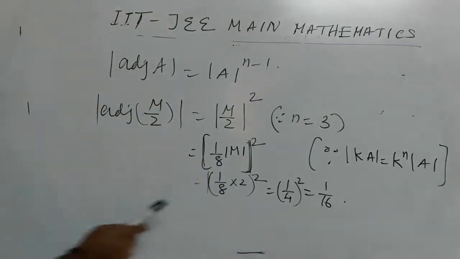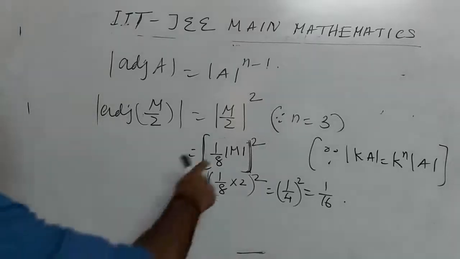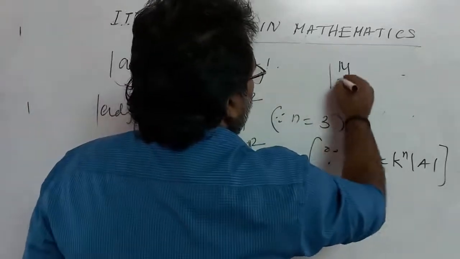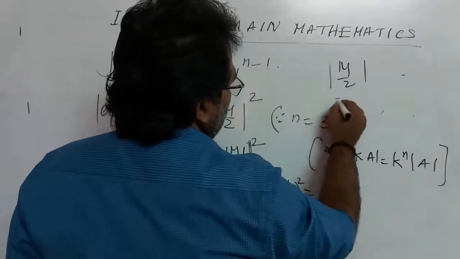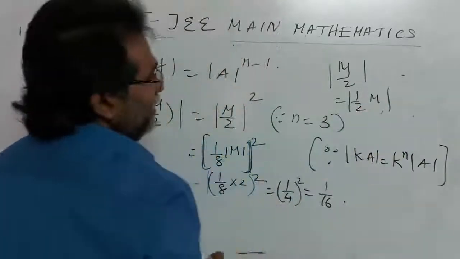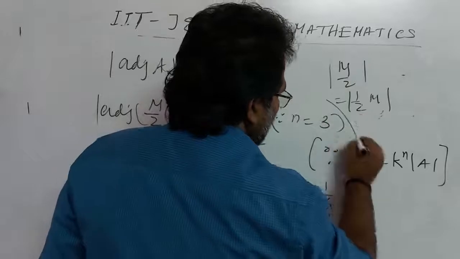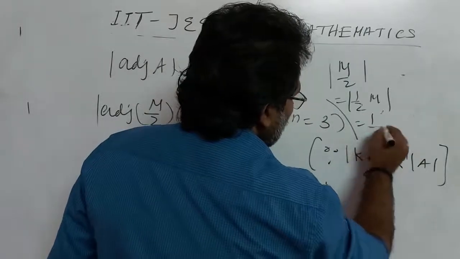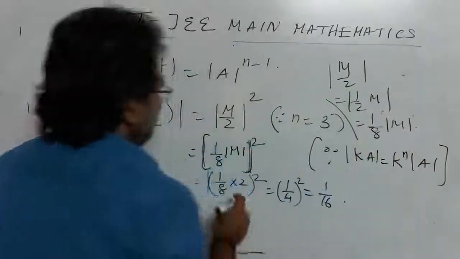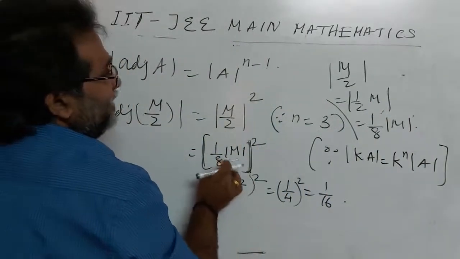So using this result only we are able to write this. Determinant of (M by 2) whole squared. M by 2 means 1 by 2 into the matrix M. That is, from each matrix we can take out 1 by 2, that is k power n, that is (1 by 2) whole cube, 1 by 2 into determinant M. That's why we have written determinant 1 by 8 determinant M.